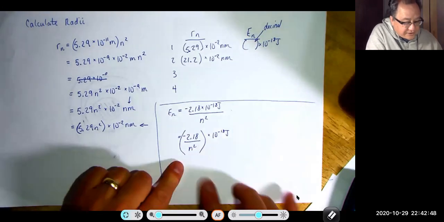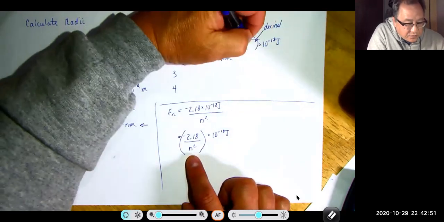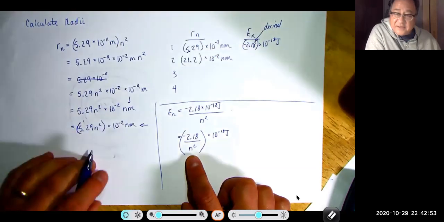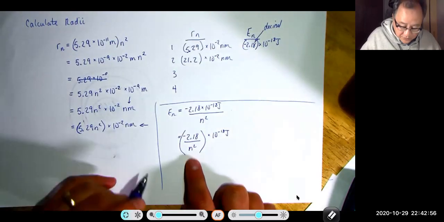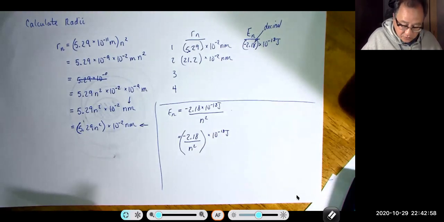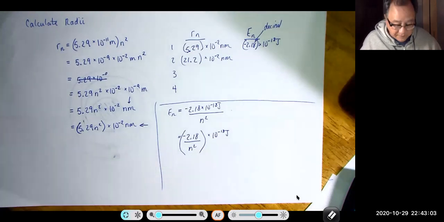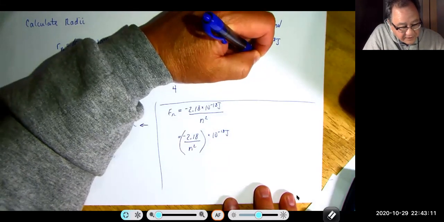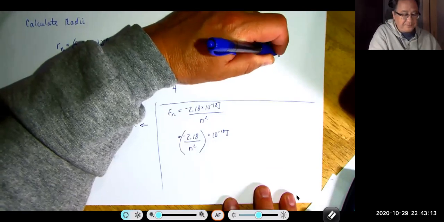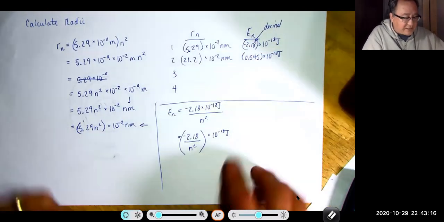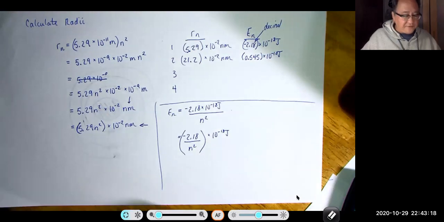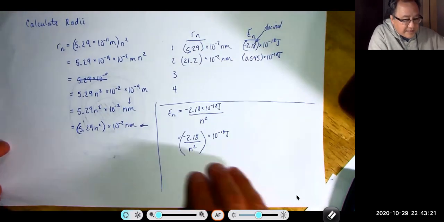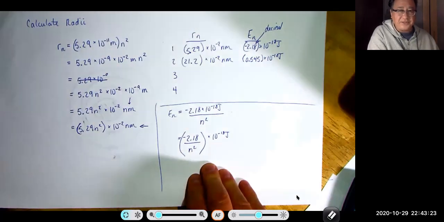So here, if n is equal to 1, what's the answer? Negative 2.18. What if n is equal to 2? What's the answer? Well, we do negative 2.18, and we divide by n squared. So if n is 2, we divide by 4. And we put the answer in, and the answer here would be 0.545 times 10 to the minus 18 joules. Okay, so you can see it's going to be really easy to fill out that table where you have the radii and the energy of the first 7 orbits.